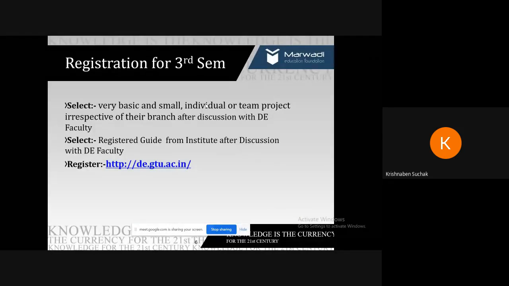Here in third semester, you can select a project individually or work in a group. A group should not be more than 4 people, so at most 4 people can work in one group. Your task is to select one small definition, which can be anything. It's not like you are going to run that project, so you can select one small definition for learning design engineering.